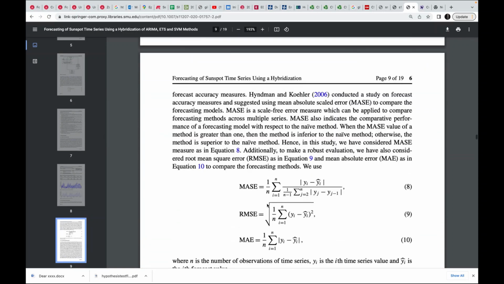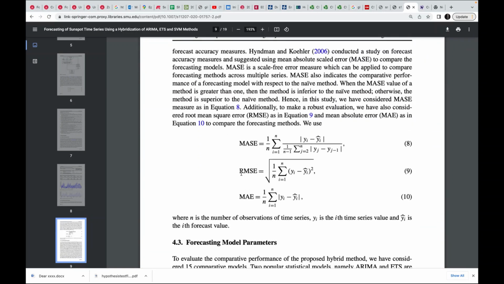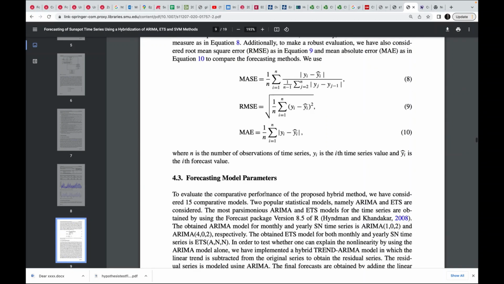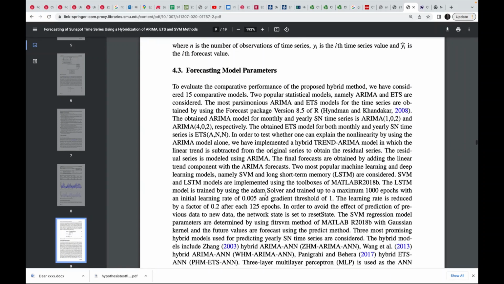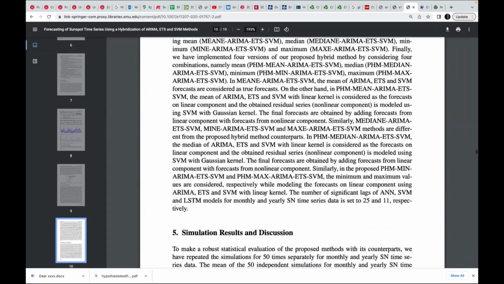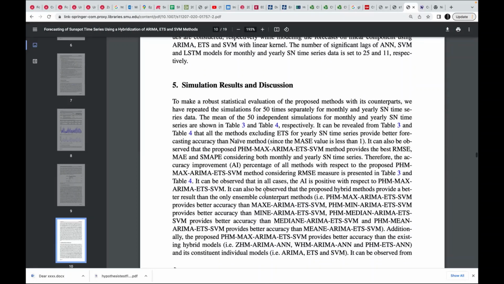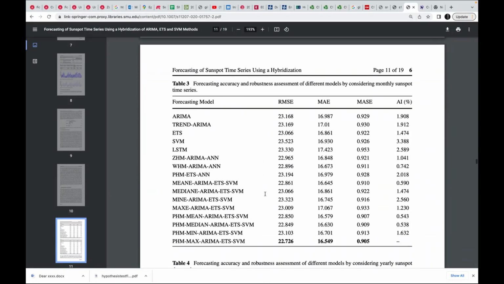And of course, we're going to look at the forecast accuracy measures. One that we've looked at quite a bit is the RMSE. They're also looking at the MASE and the MAE. So awesome, let's keep scrolling down. Here's the simulation results and discussion. So here are the findings.